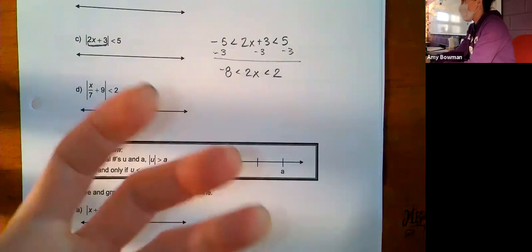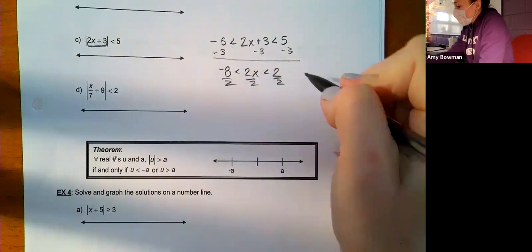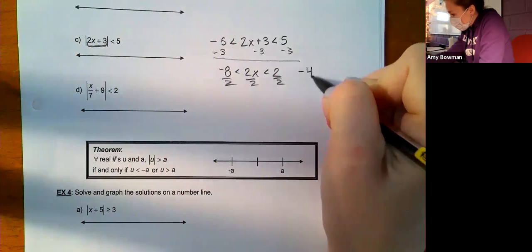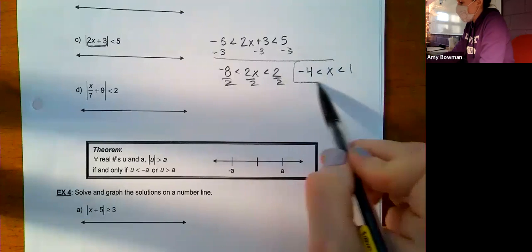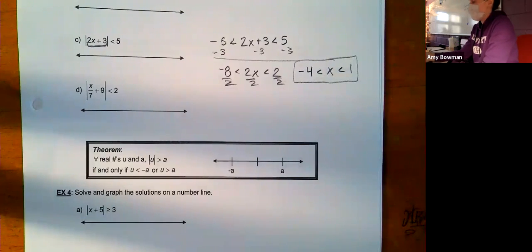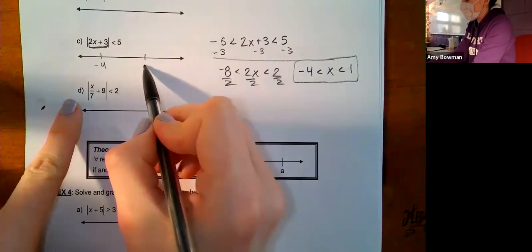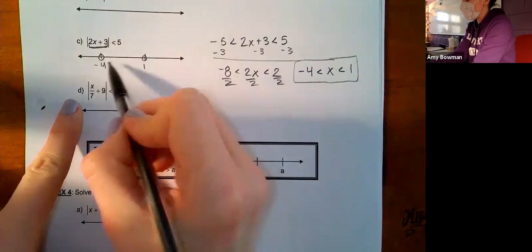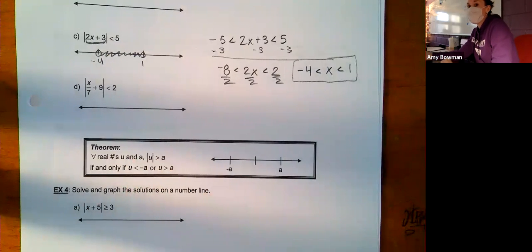You can also divide every single piece by 2. So divide by 2, divide by 2, divide by 2. And we end up with a solution of -4 is less than x, which is less than 1. On a number line, -4 to 1. Everything in between, open circles on the boundary points because it was strictly less than. So far, so good. Okay.